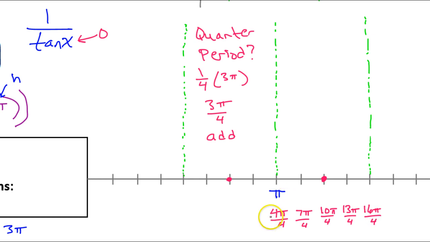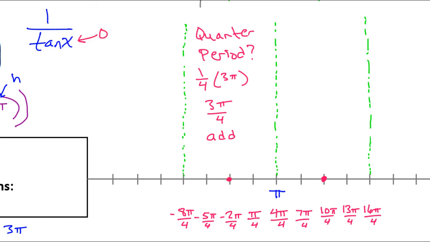Let's do the same thing going to the left. If I go to the left, I will be decreasing or subtracting 3 pi over 4. So if I subtract 3, I will have 1 pi over 4. If I subtract 3 again, I will have negative 2 pi over 4. Subtract 3 again, and I will have negative 5 pi over 4. And subtract 3 one more time, and I have negative 8 pi over 4.